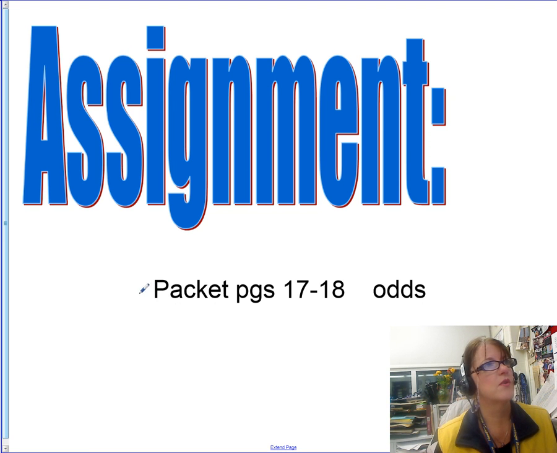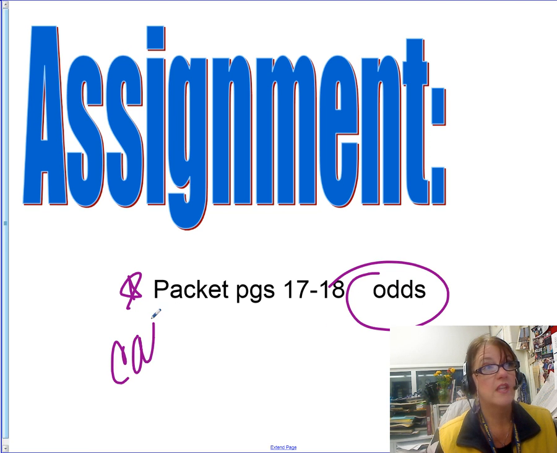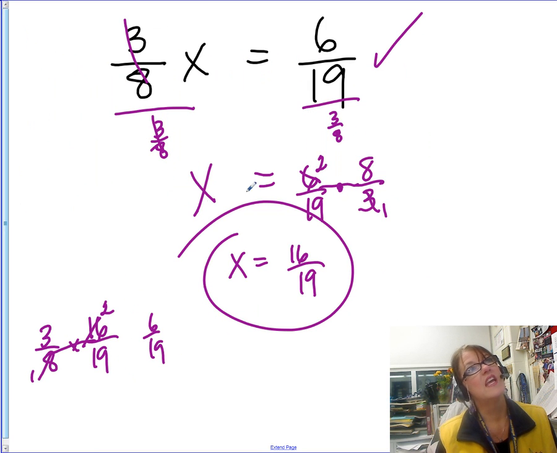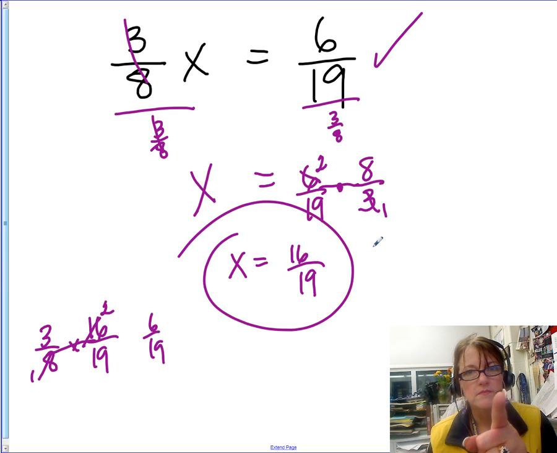Your job is to go into your purple packet, find pages 17 and 18. I only want you to do the odds. You are allowed to use a calculator. Yes, sirree, Bob. But here's the trade-off. Using the calculator means you have to show me your work. So I expect to see what you're doing on your calculator to help your calculations. Okie dokie. Show your work. Good luck, and may the force be with you.